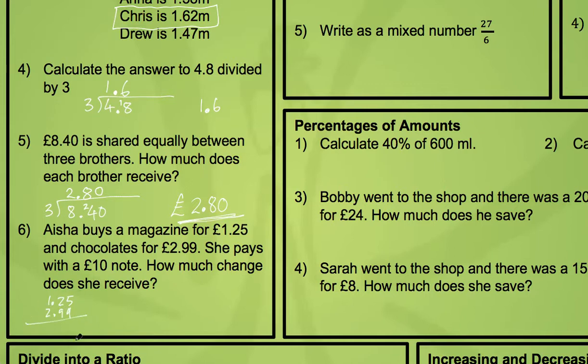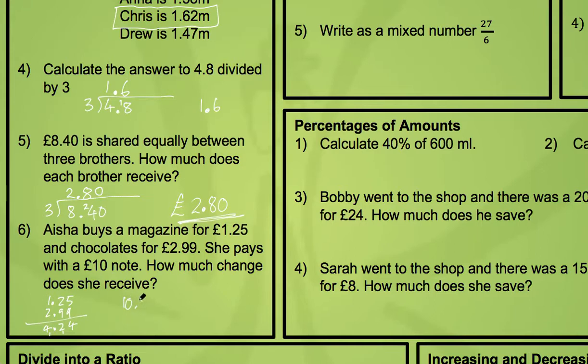You can use column method like this. The other thing you could do is say £3 plus 1.25 minus 1 pence. So we know that we're ending with £4.24, but using this method again, 9 plus 5 is 14, 9 plus 2, 11, plus 1 is 12, carry 1, 1 plus 2 plus 1 is 4. £4.24.